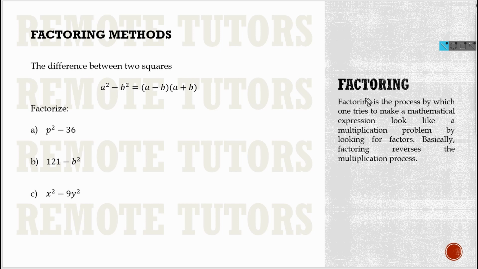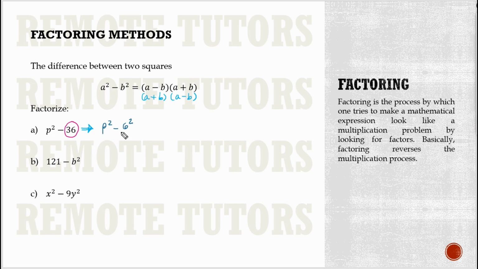Okay, this is another popular factoring method shown on the SAT exam, the difference between two squares. So a squared minus b squared is factored as a minus b times a plus b, or the other way around, the sum multiplied by the difference. For example here, p squared minus 36. The first step is to express 36 as the square of a number. As you know, 36 is the square of 6.